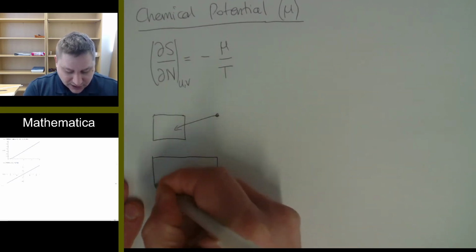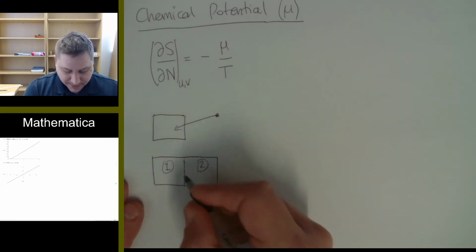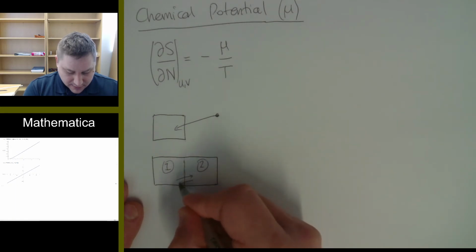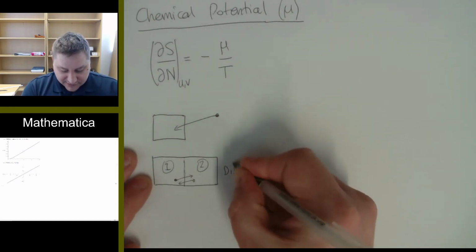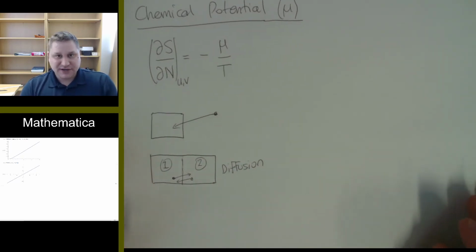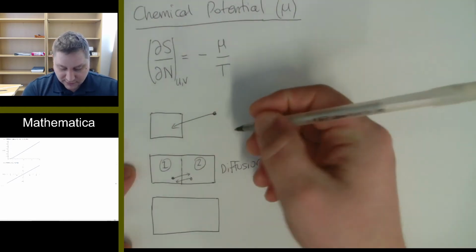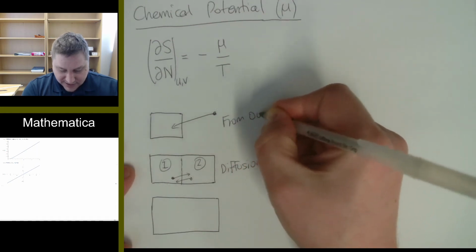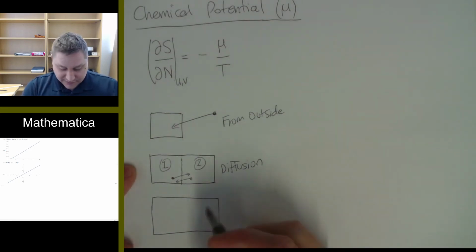The other situation is where we have our system actually divided into two portions. And we may be able to increase the entropy by having some particles move from one portion to another. So this process is called diffusion. And it's a trading of particles between two different parts of the system. So the first is from outside, where there's an external source of particles coming in. The second one here is diffusion.